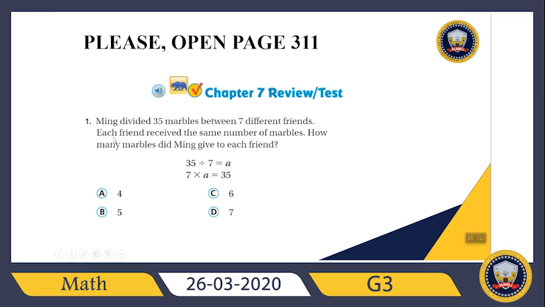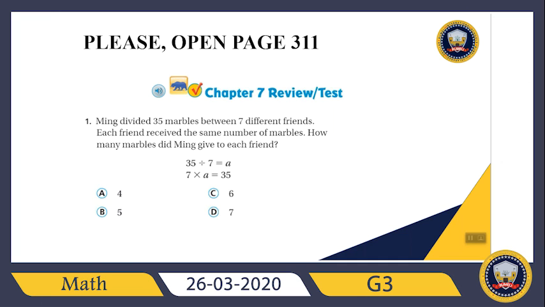Let's read the first question together. It says, Ming divided 35 marbles between 7 different friends. Each friend received the same number of marbles. How many marbles did Ming give to each friend? So, it's already given here. If you want, you can use division, and remember, division and multiplication, they are inverse operations. So, while doing division, actually you are doing multiplication.